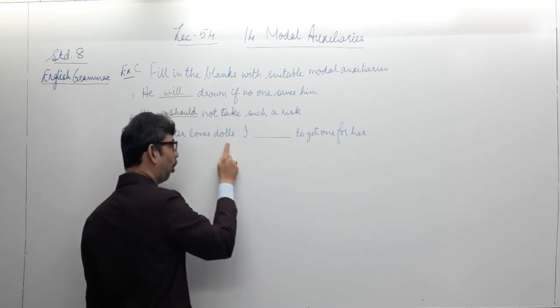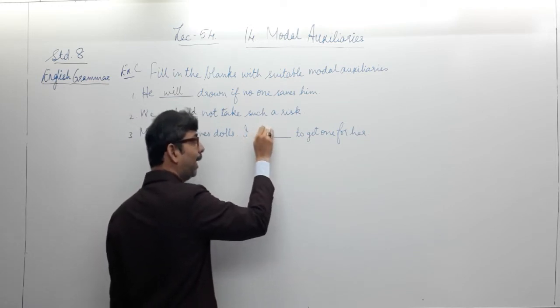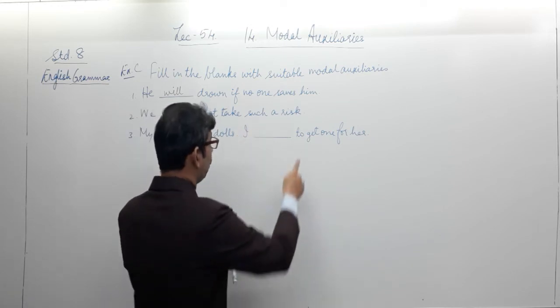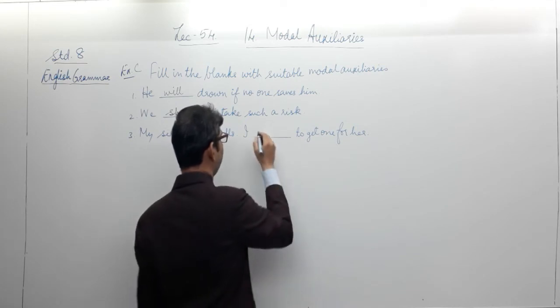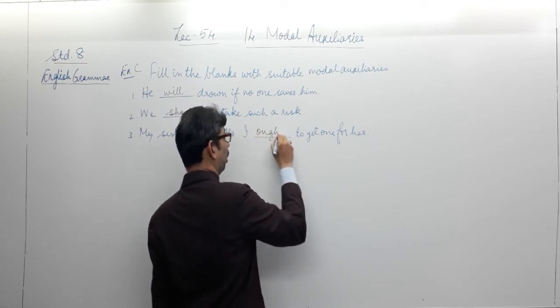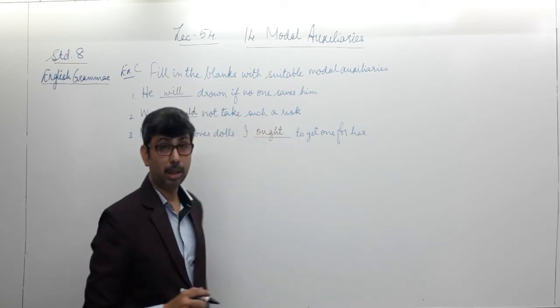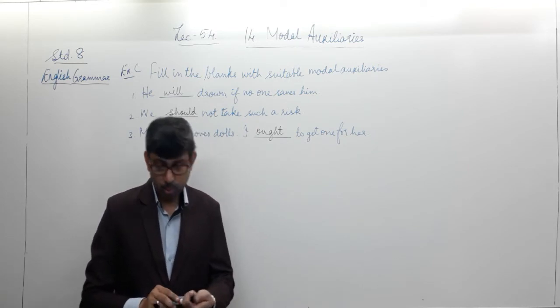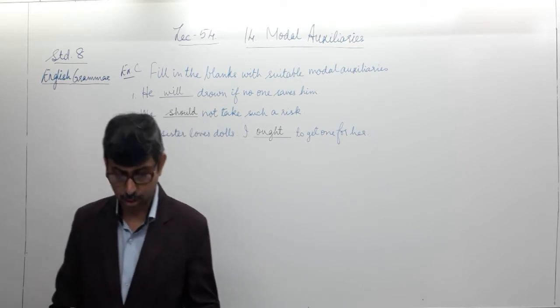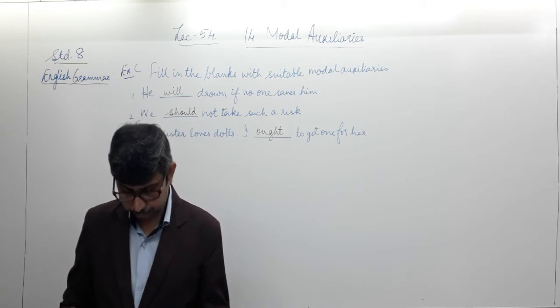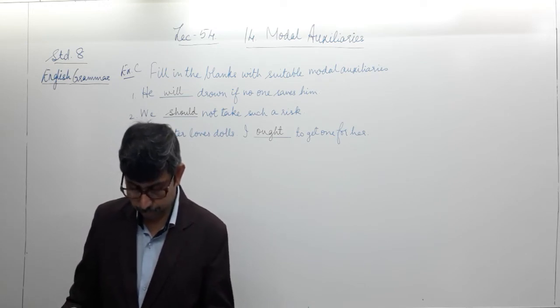So my sister loves dolls. I ought to get one for her. Because the word to is already given to us, we will simply insert the word ought. I ought to get one for her. It is my moral obligation to get one for her because she loves dolls. The next one, number 4.